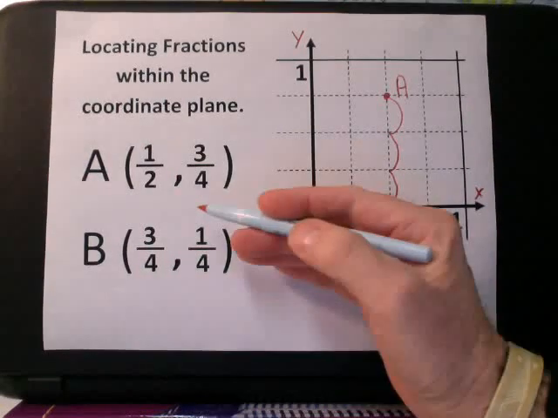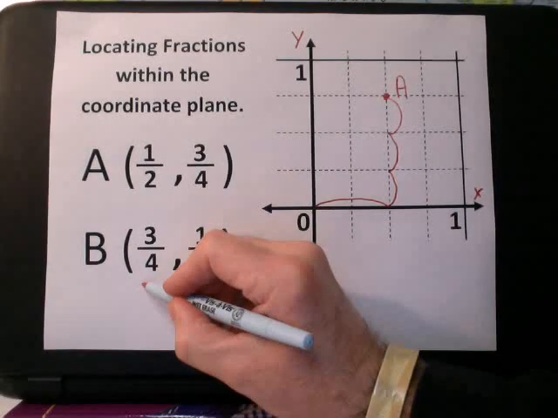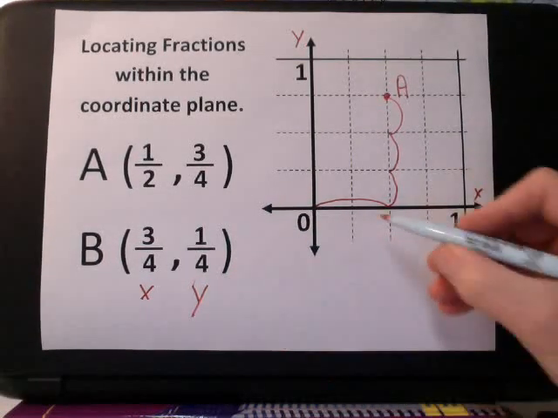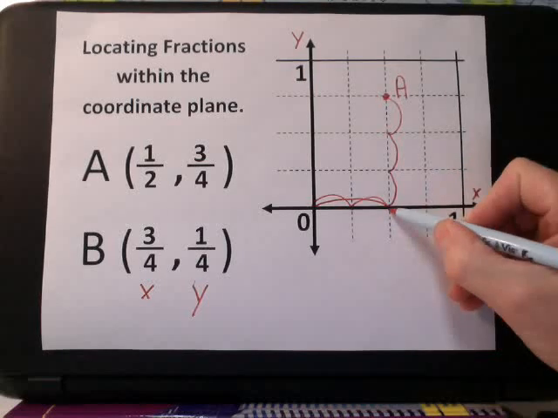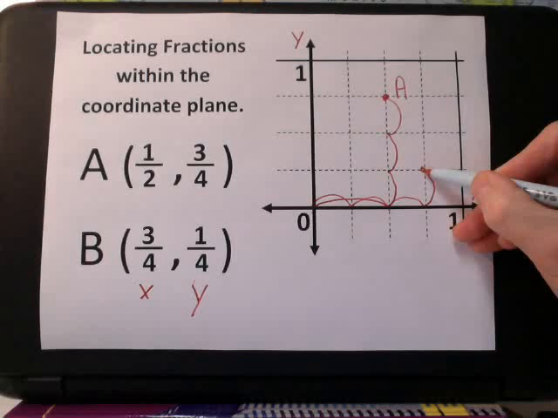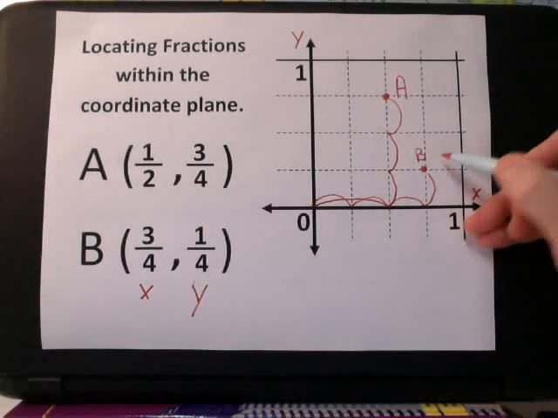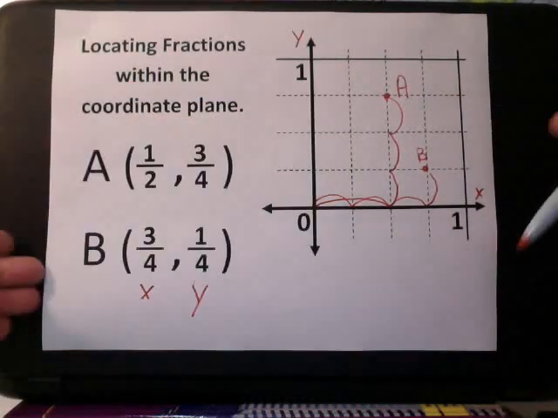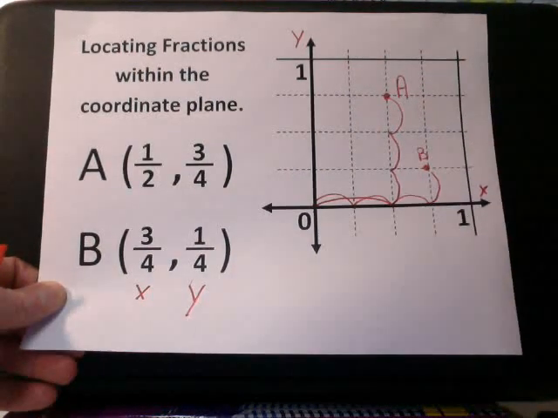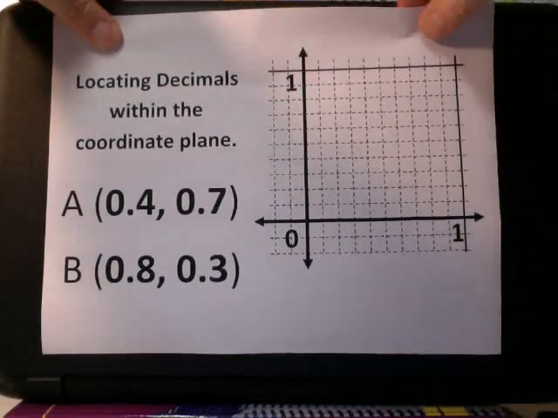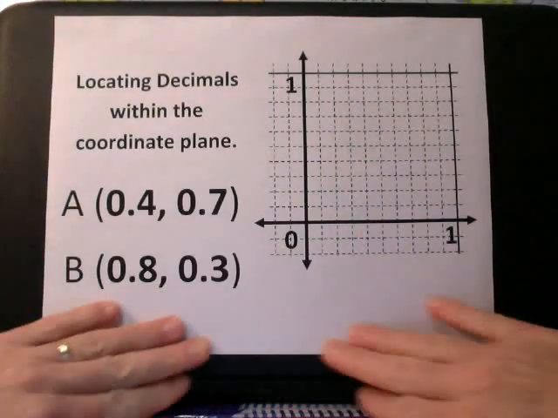Point B, same situation. This is our distance on the x-axis. This is our distance on the y. 3/4 would be 1, 2, 3. 1/4 up would be right there. So that would be point B. And so this is how we would use fractions. Just remember, we're taking the squares and dividing them up. Decimals would be the exact same situation if you were finding decimals on the coordinate plane.